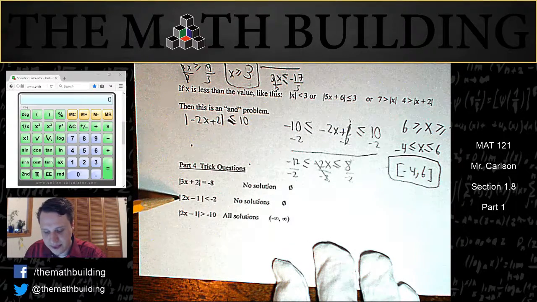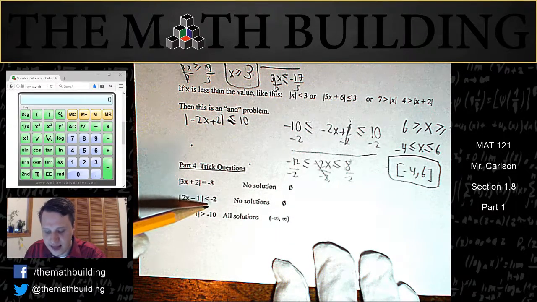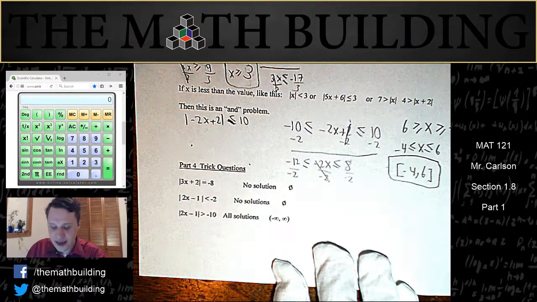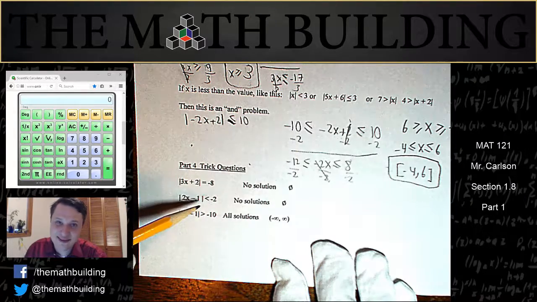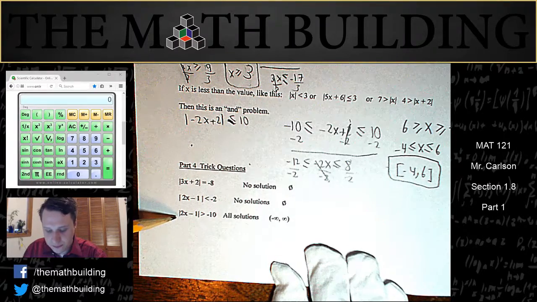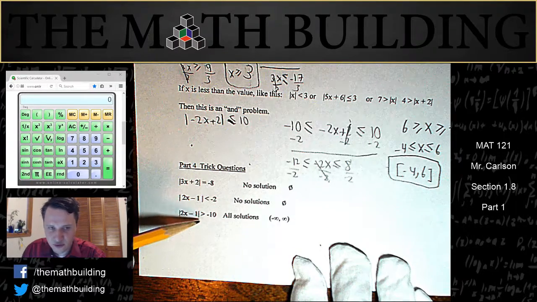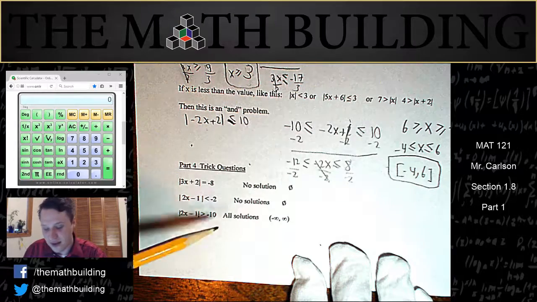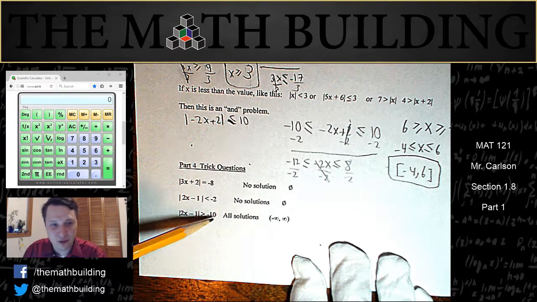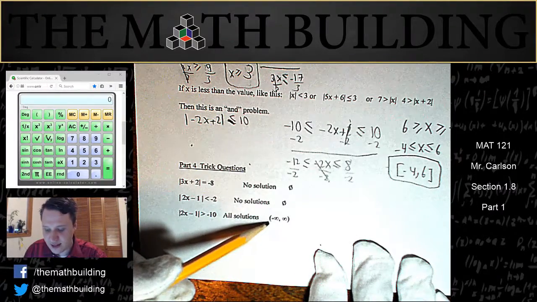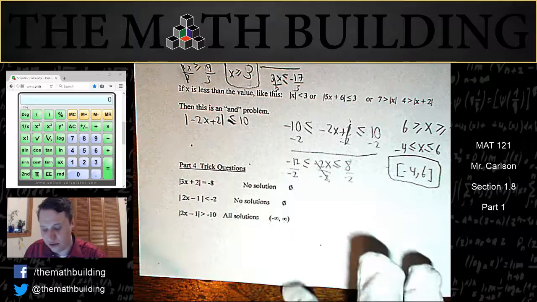How about this one? Absolute value of 2x minus 1 is less than negative 2. Well, absolute value can't be negative, and so definitely it can't be less than a negative, so this also has no solution. But what about this third one? The absolute value of 2x minus 1 is greater than negative 10. This is always equal to 0, or it's positive, because it's absolute value. And so that's always bigger than a negative number, so that has an infinite number of solutions, all real numbers. And if you remember, that's negative infinity to infinity for all real numbers.